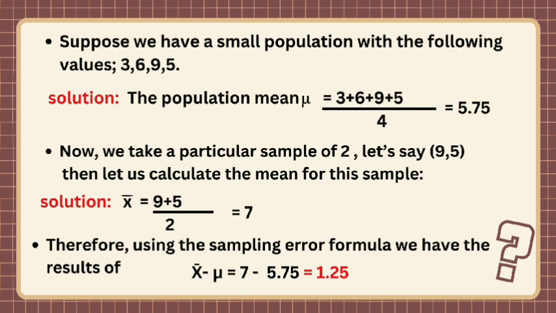First, we need to get the population mean. So we have 3 plus 6 plus 9 plus 5 over 4, and that would give us the answer of 5.75. So now, we take a particular sample of 2, let's say 9 and 5.